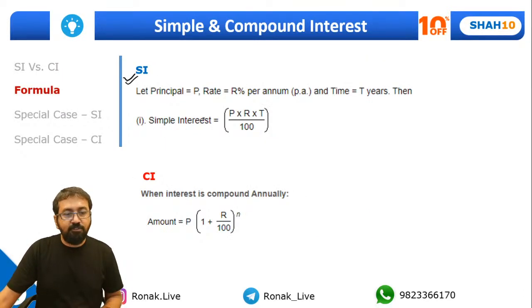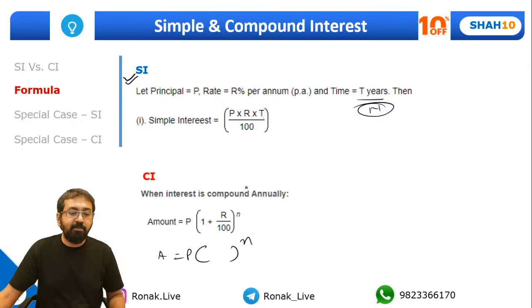So the simple interest formula is PNR upon 100, or PRT upon 100. T stands for time period, N stands for number of years. So you can say T or N, it's one and the same. So PRT upon 100, and for compound interest, the amount formula is principal into (1 plus R upon 100) whole raised to N, when the interest is compounded annually.